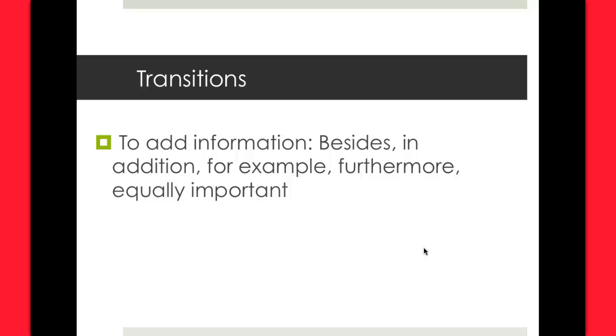And then to add information: besides, in addition, for example, furthermore, and equally important are words or phrases that you can use. They don't have to go at the beginning of the sentence. They can just be somewhere in there as long as it makes sense. And we're going to work through this, okay?